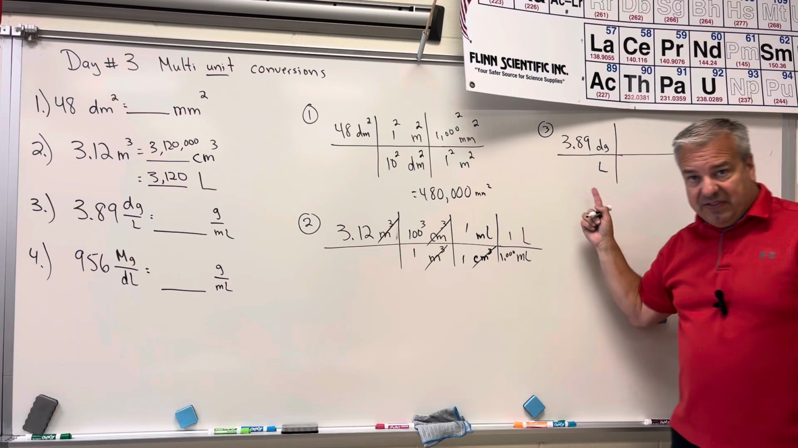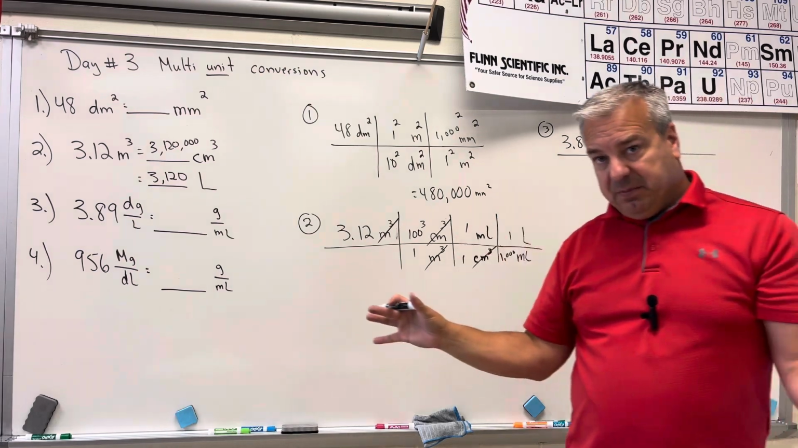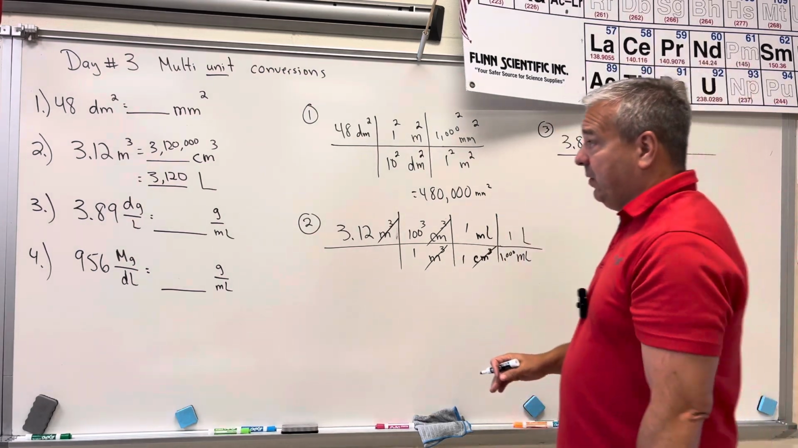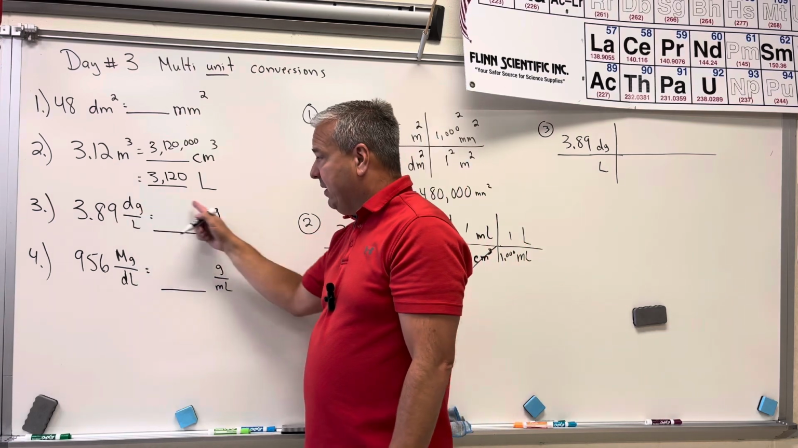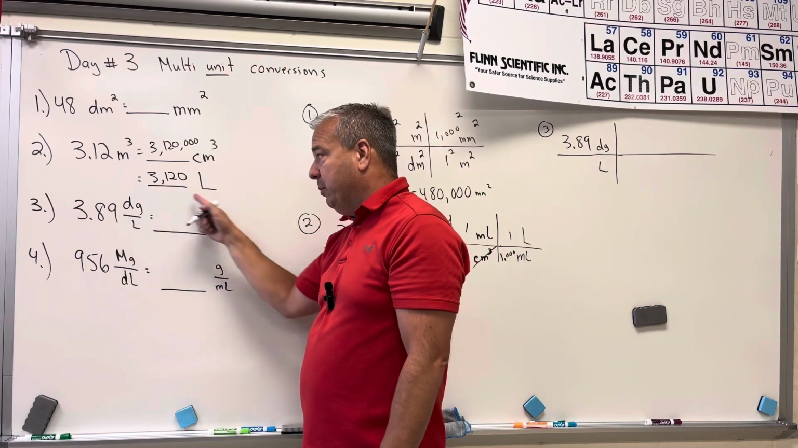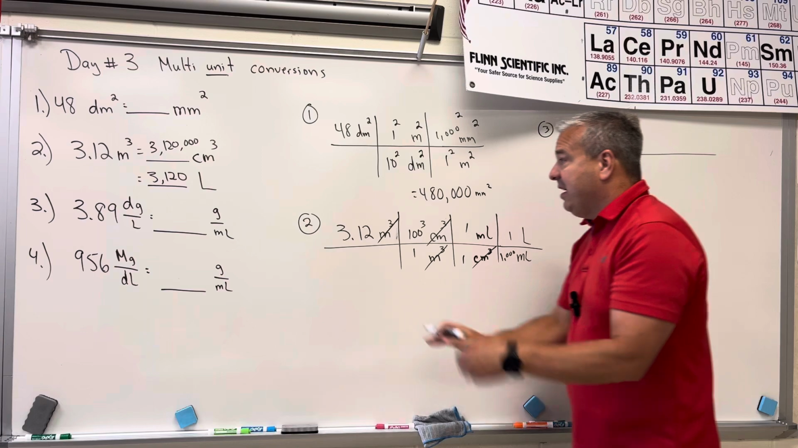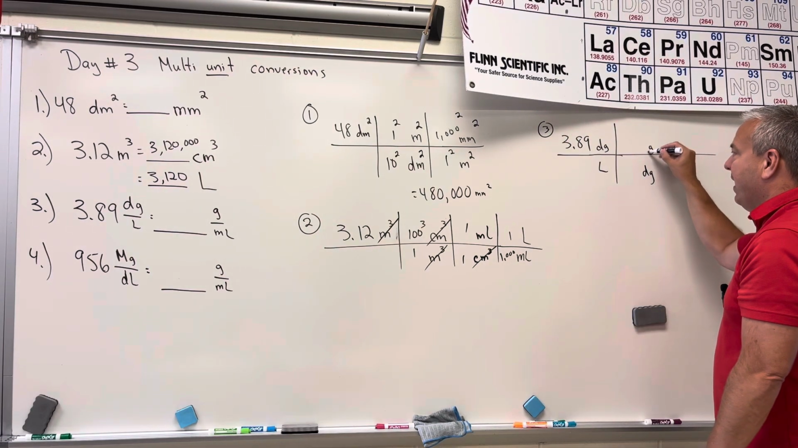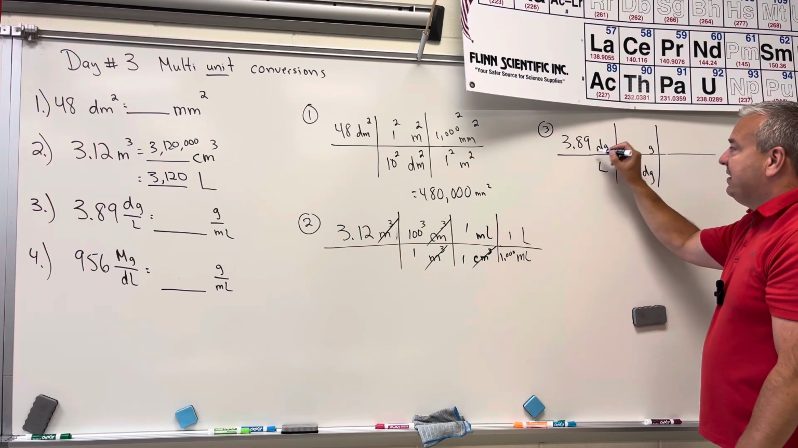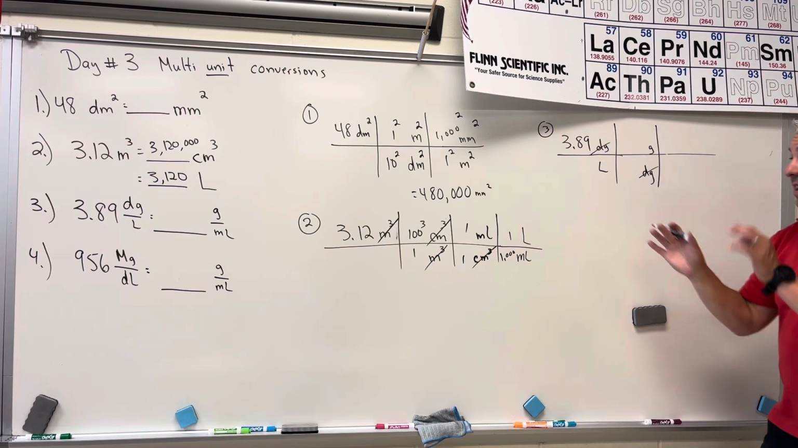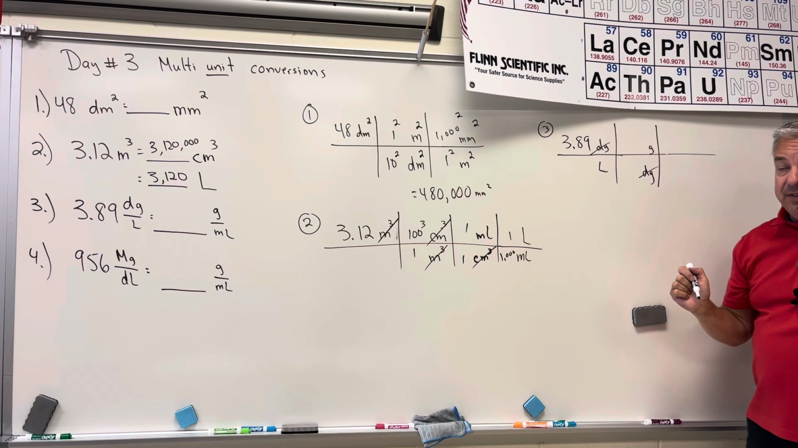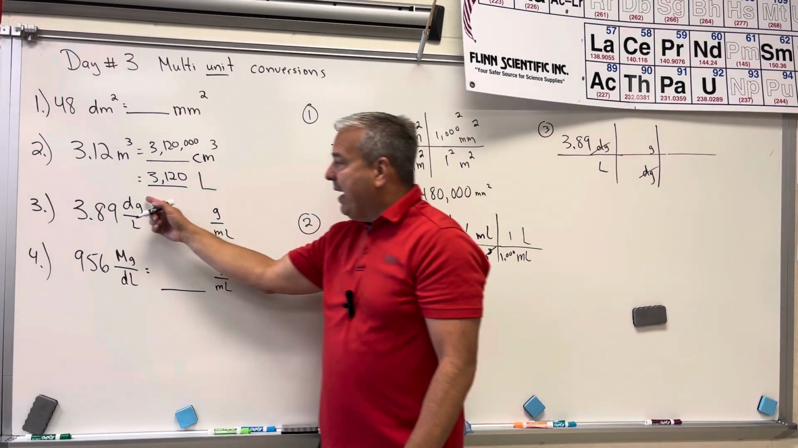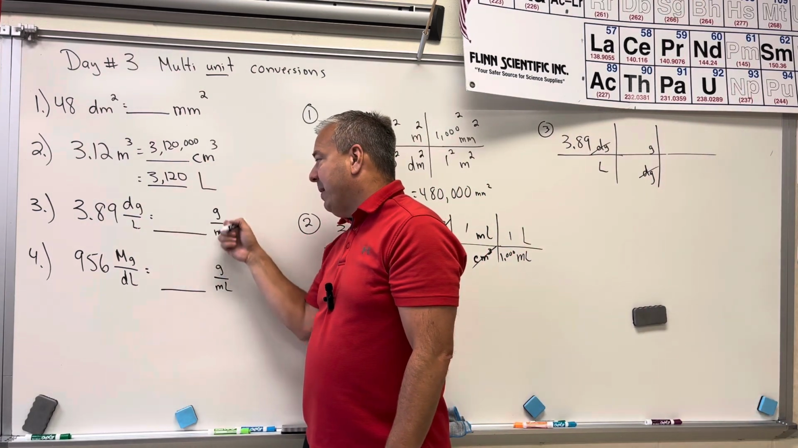And as long as you set this up like this, the problem becomes pretty easy, because all you do is take care of one of these units at a time. So I'm going to take care of the numerator first, just like I did in the other problem. Decigrams here and grams here, and you'll see that the decigrams cancel out. And now I have grams per liter. Well, I don't want grams per liter. I want grams per milliliter.